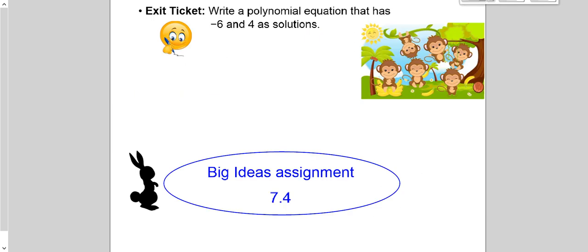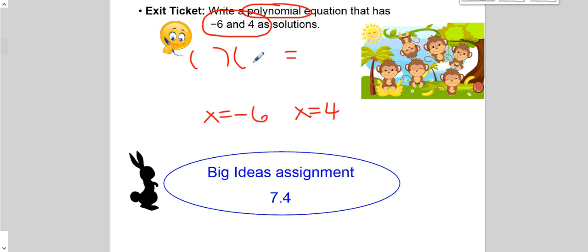Exit ticket. Write a polynomial equation that has -6 and 4 as solutions. So you want the answers to be -6 and 4. And I want you to build the polynomial. So you're going backwards. If your answers were -6 and 4, what problem would it have come from? Give it a try. See if you can figure it out. We'll talk about it during class.